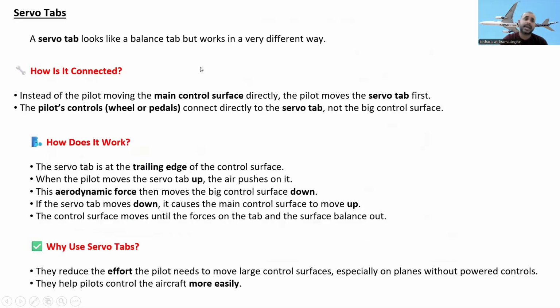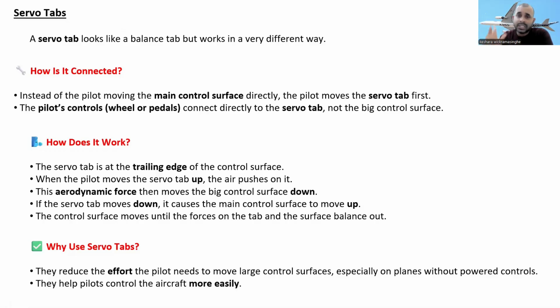Right, now let's go to the servo tabs. A servo tab looks like a balance tab but works in a different way. How is it connected? Instead of the pilot moving the main control surface directly, the pilot moves the servo tab first. In the balance tab and anti-balance tab, the pilot moves the control surface, and according to the control surface, the balance tab or anti-balance tab moves. But in servo tabs, the pilot moves the servo tab first. The pilot's control wheel or pedals connect directly to the servo tab, not the big control surface.